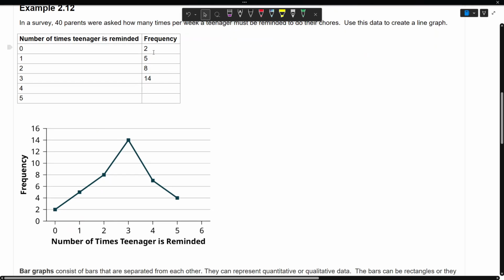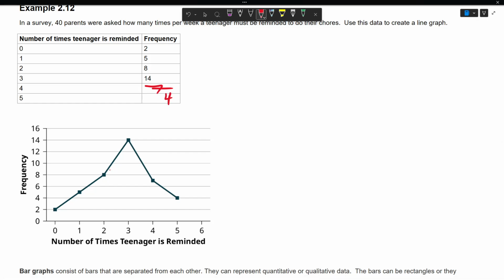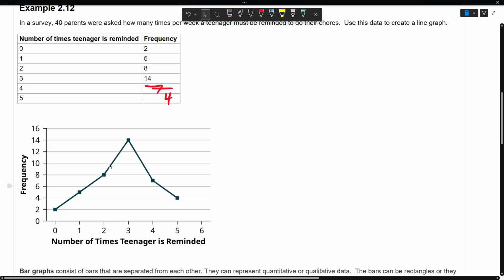If you plot these points like 0, 2, here's the point 0, 2, and then we have 1, 5, and then we have 2, 8, and we have 3, 14, right? So you would just plot those points, and then you would connect them with a straight line. Let's fill in our missing points here. It looks like 4 times a week. How many parents had to remind their kids 4 times? Between 6 and 8 would be 7. So it looks like 7. 5 times a week, it looks like only 4 families had to remind 5 times a week. So there we go. Filled out the rest of the table. But like I said, a line graph is pretty straightforward.